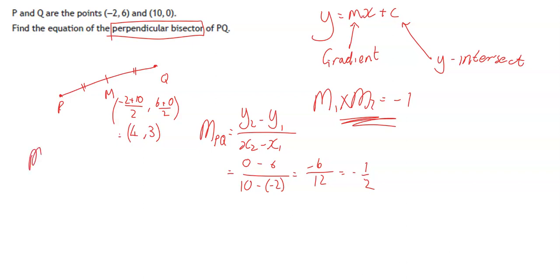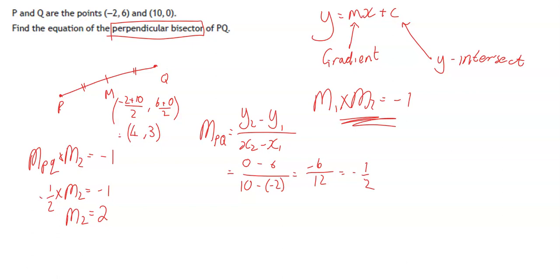What that then means is that the gradient of PQ times m2, which represents the gradient of the perpendicular bisector, is equal to -1. So from that, I get -1/2 times m2 is equal to -1. So I know the gradient of the perpendicular bisector is 2. Now I've got all the information I need. I can use all this and get my equation of my line.